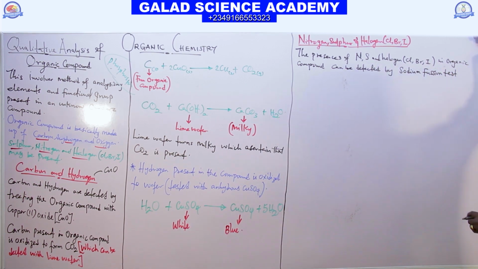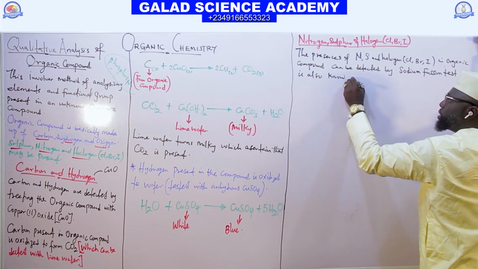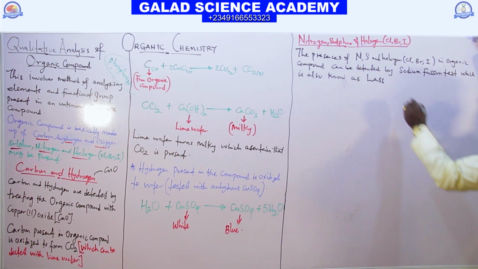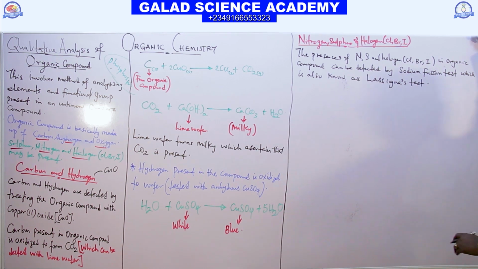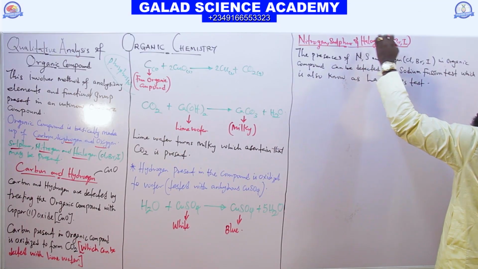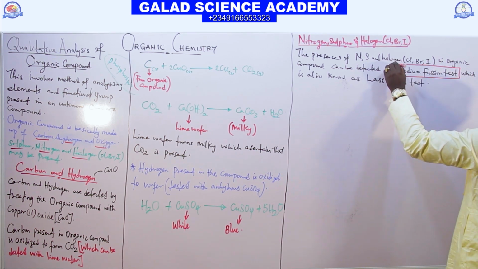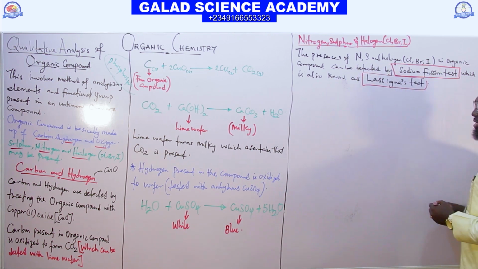The sodium fusion test is also known as Lassaigne's test. The presence of sulfur, nitrogen, and halogen can be detected by a test called the sodium fusion test, or Lassaigne's test.